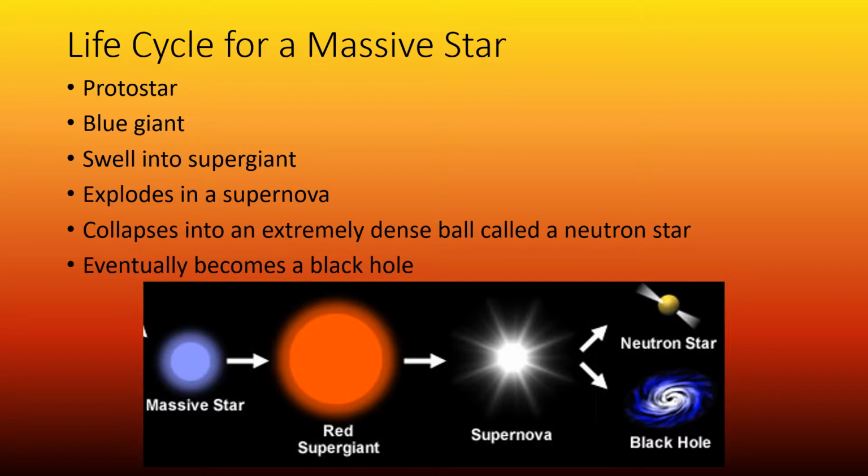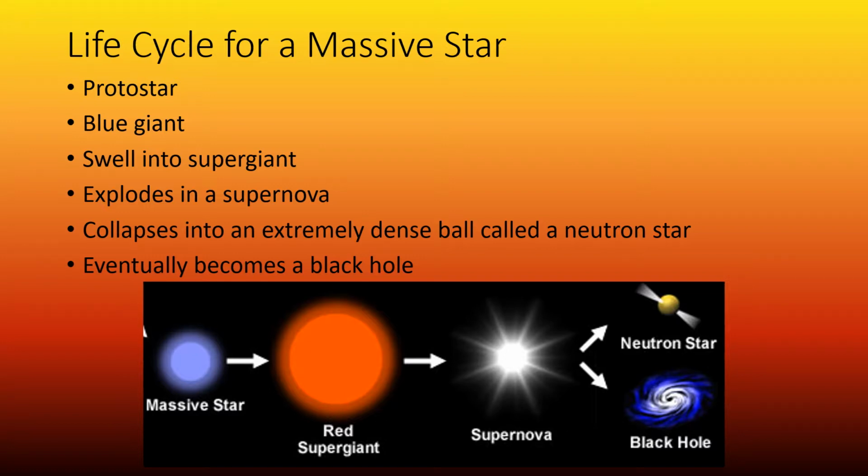Now, when we look at the life cycle for a massive star, one that starts off with a huge amount of mass, it again begins as a protostar in a solar nebula. Then, because it has so much mass, it's going to burn hotter, so we call it a blue giant. Again, when it starts to run out of hydrogen to fuse into helium, it's going to swell into a red supergiant, much bigger than our red giant.